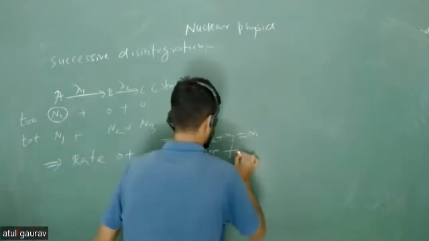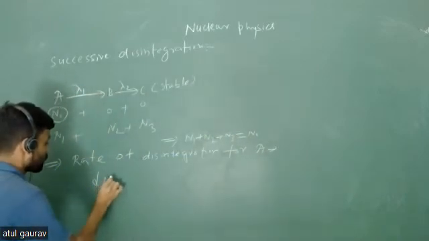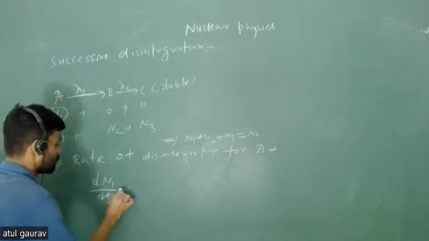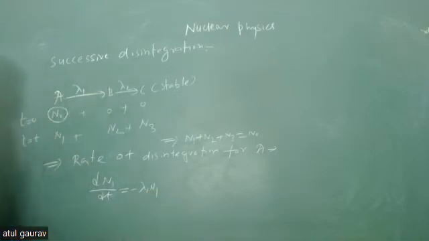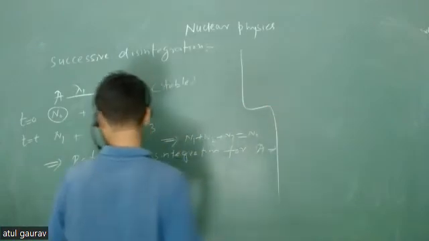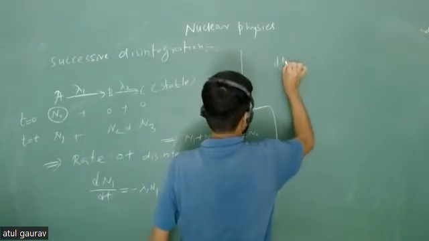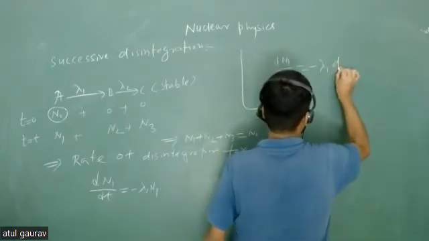For A nuclei, how much will it be? dn1 by dt equals minus lambda 1 n1, right? Is it clear? From that basic law. Will it be n naught, sir? No, n naught we will put in as a limit now, okay? So if you rearrange it, dn1 by n1 should be equal to minus lambda 1 dt, right?